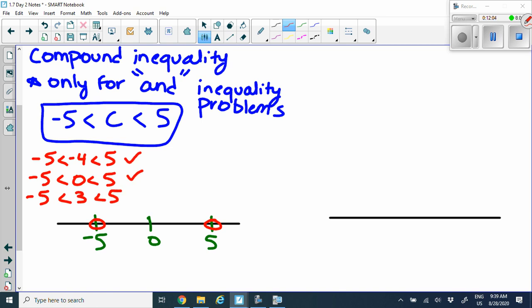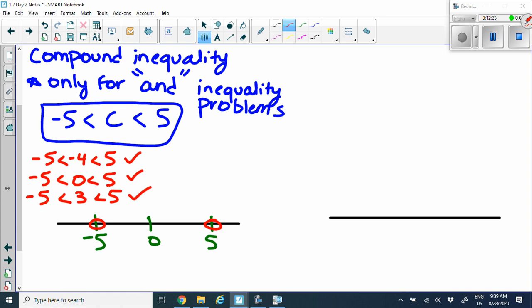Okay, so -5, right? So 3, let's see, is 3 in between -5 and 5? Yeah, 3, so -5 is smaller than 3, and 3 is smaller than 5, so that works. Now, why am I doing this?